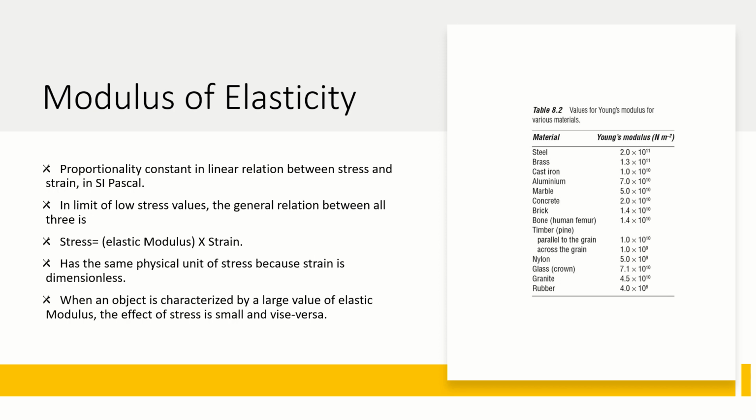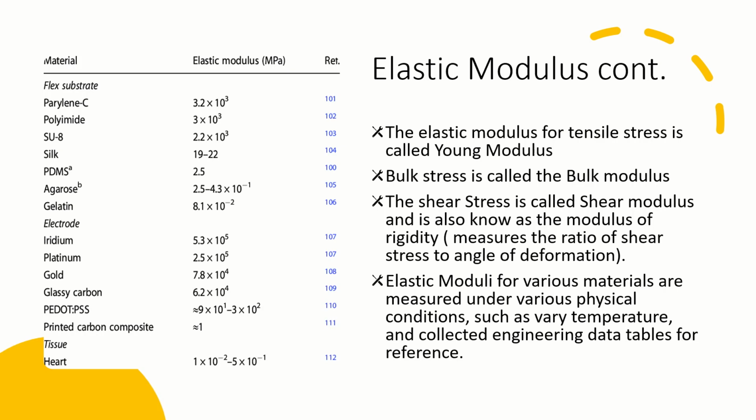And I just put an example of certain materials and their Young's modulus. As you can see, steel would be 2.0 times 10 to the 11th. And to continue, the elastic modulus for tensile stress is called the Young's modulus. So if you're looking at tensile stress, it would be called the Young's modulus. And then bulk stress is known by the bulk modulus. And shear stress is called the shear modulus, but it's also known as the modulus of rigidity. And that just measures the ratio of shear stress to the angle of deformation.